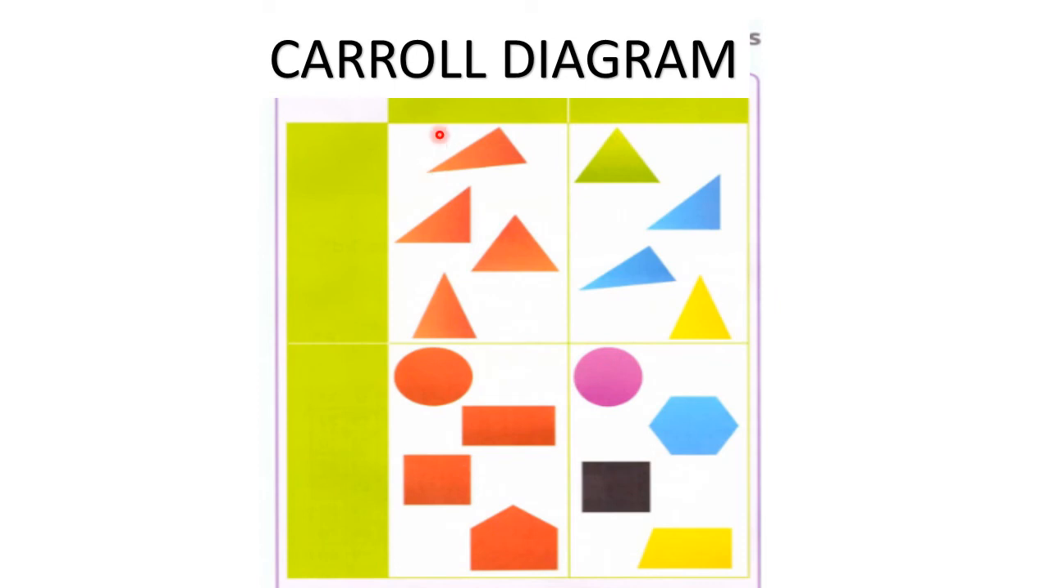Now look at page 74 of your learner's book. You'll see this Carroll diagram. Here you have a column, and here's the second column, and we have also two rows. Think of the title or rule for the first column and the second column. So this will be a rule, and this will be not this. Here we'll have another rule, and this will be not the first. We'll do the correction during the lesson.